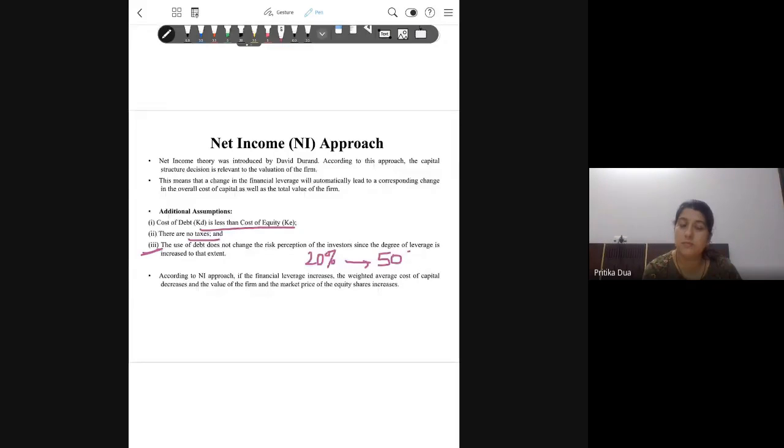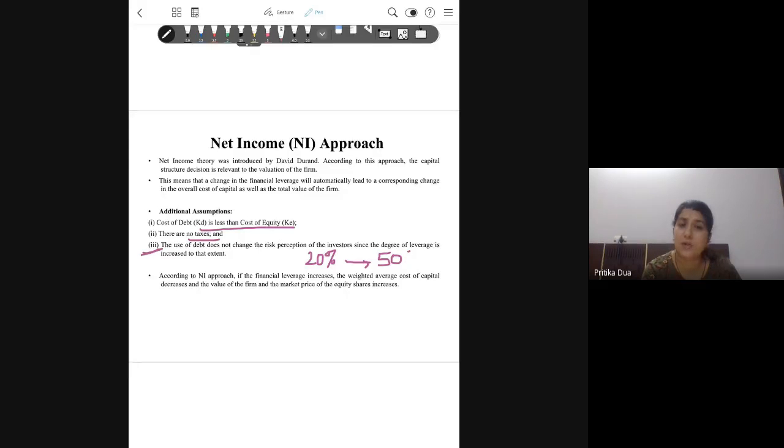Because if the firm defaults on the payment of interest, then it will be taken to court and the court can order the winding up of the firm also. So the risk perception of the equity shareholders increases. It is increasing with successive leverage in the capital structure. So what do they expect from the firm? They expect that now the firm will give them additional dividend. That is, more earnings will be distributed to equity shareholders to compensate them for the additional risk they are assuming.